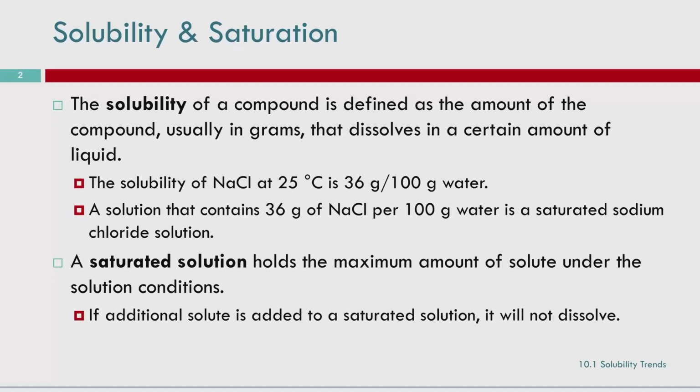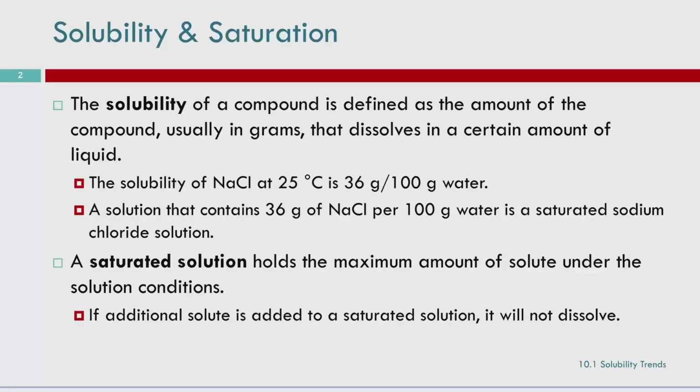So we have talked about solubility qualitatively, meaning we're talking about it without numbers. Now we are going to talk about solubility quantitatively, with quantities, with numbers. So the solubility of a compound is defined as the amount of the compound, typically in grams, that dissolves in a certain amount of liquid. It's basically always going to be grams, and then the certain amount of liquid could be in a couple of different units. For example, the solubility of sodium chloride at about room temperature is 36 grams.